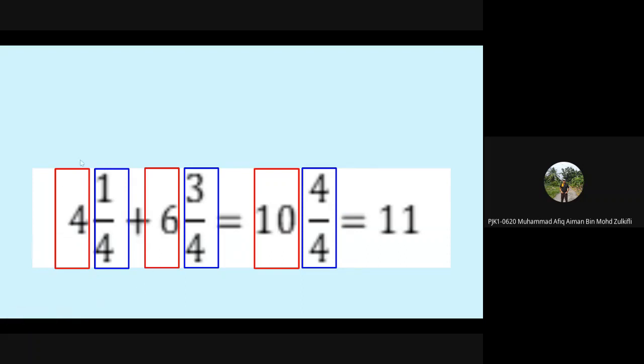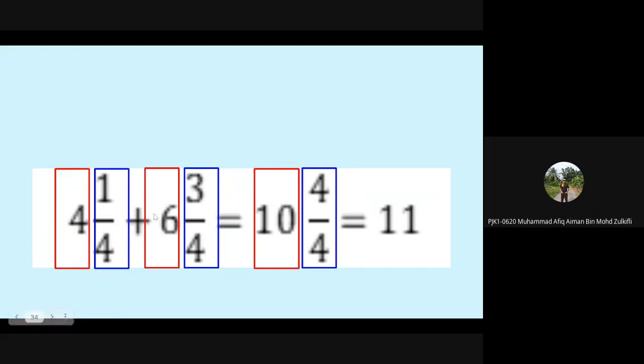Okay, we can see here in the red box we have the whole number part, and in the blue box we have the fraction part. So in mixed number, we know mix. So what is mix? It is the mix of whole number and fraction. So here we have to solve one by one. So we solve the, you can see my cursor, right? Okay, we solve the whole number first.